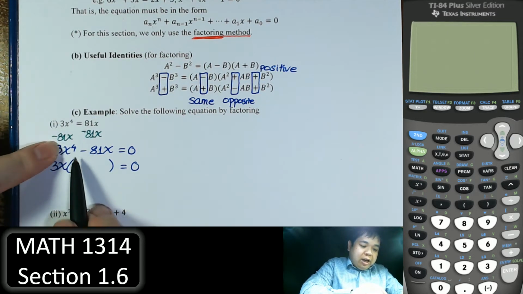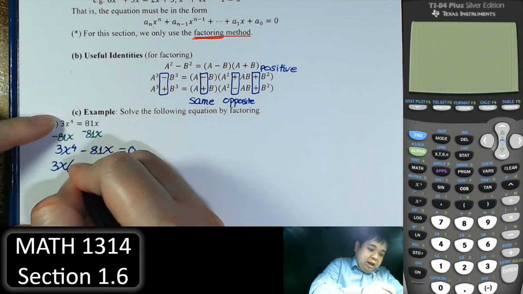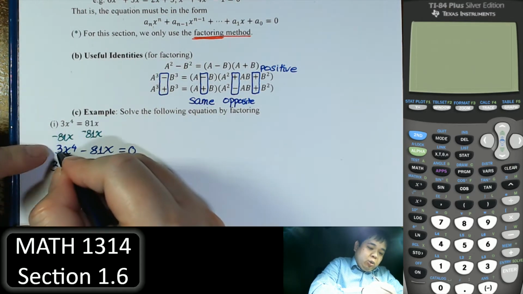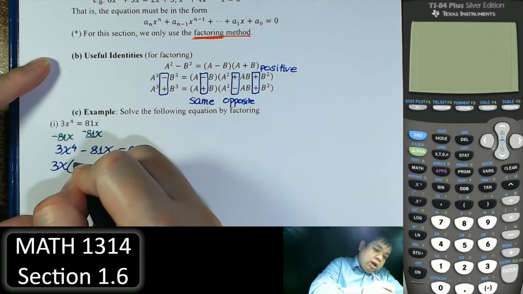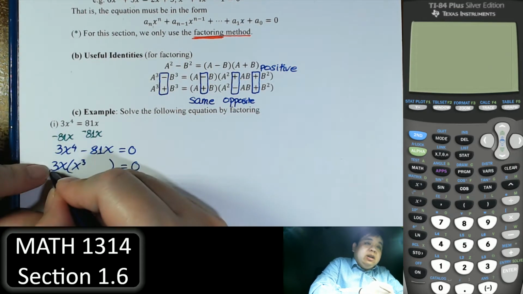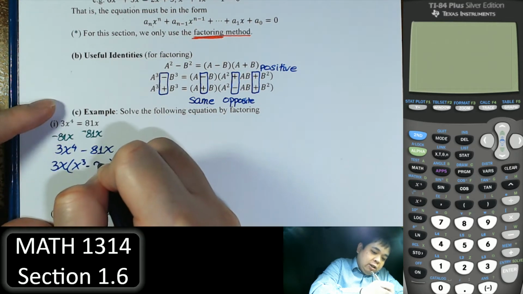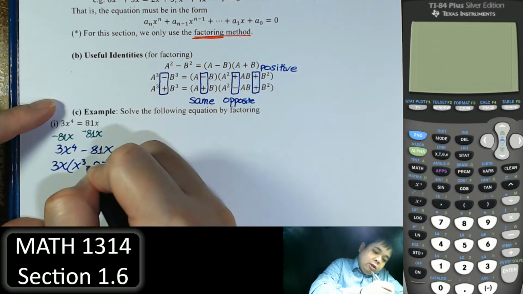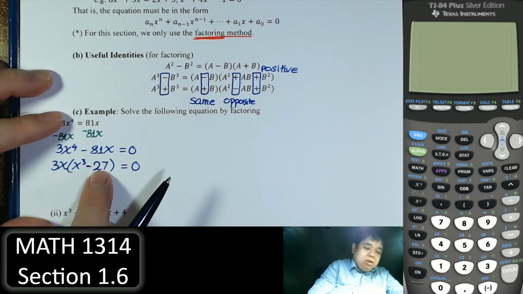For 3x to the 4, take out the 3, there's 1 left, since 3 divided by 3 is 1. And then x to the 4, take out 1x, and we have x cubed left. For 81, take out the 3, and 81 divided by 3 is 27. We take out an x, so this is minus 27.